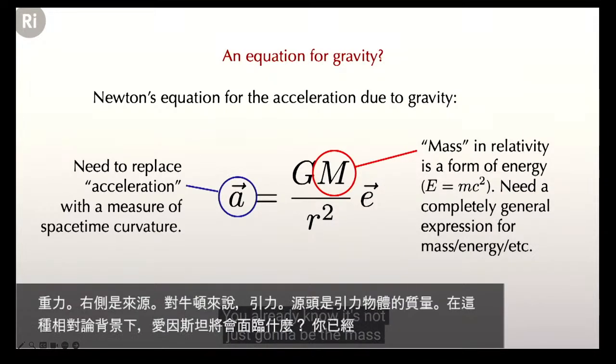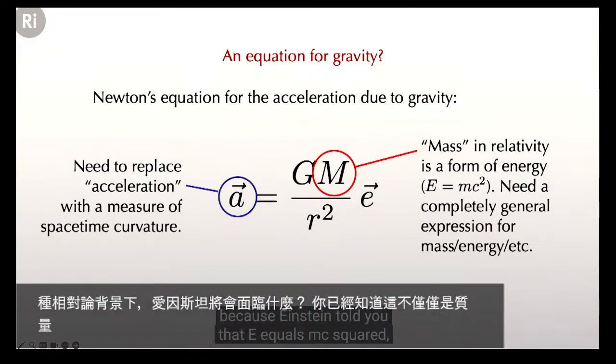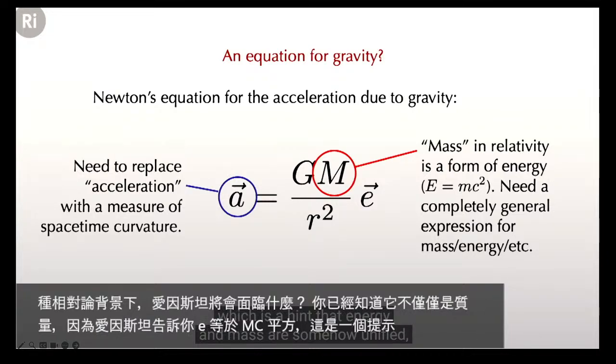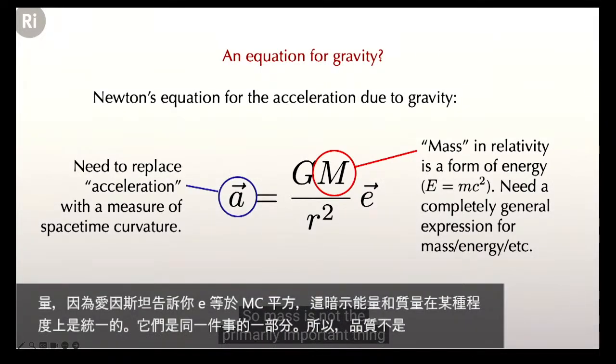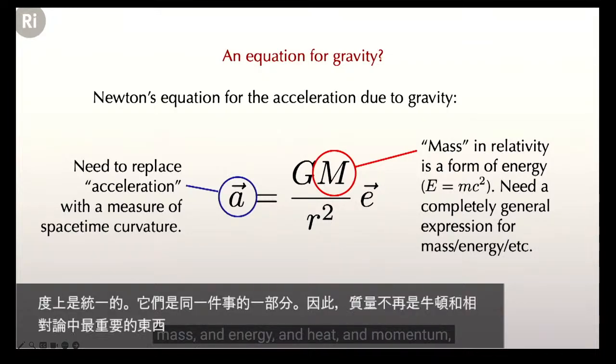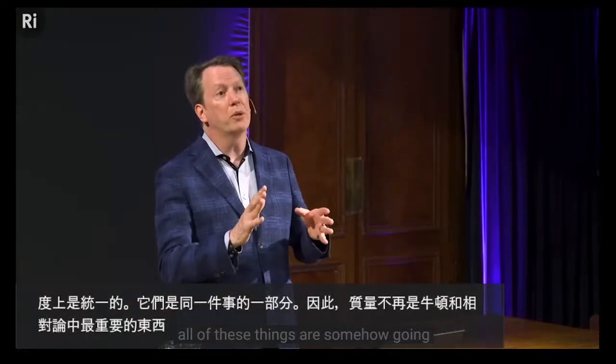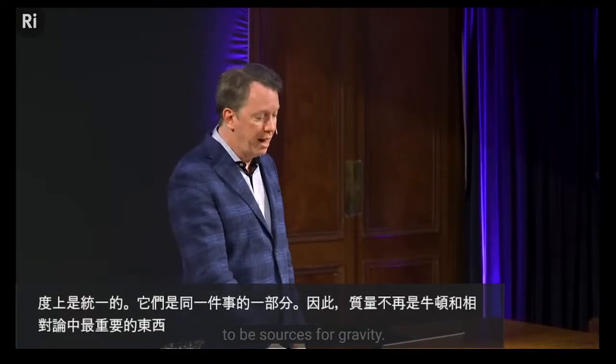You already know it's not just going to be the mass, because Einstein told you that E equals mc squared, which is a hint that energy and mass are somehow unified. They're somehow part of the same thing. So mass is not the primarily important thing that it was for Newton. In relativity, mass and energy and heat and momentum and strain and pressure, all of these things are somehow going to be sources for gravity.